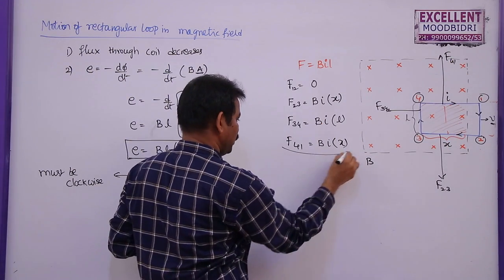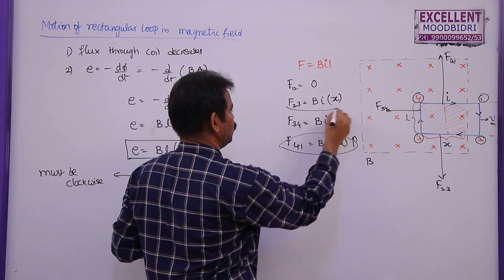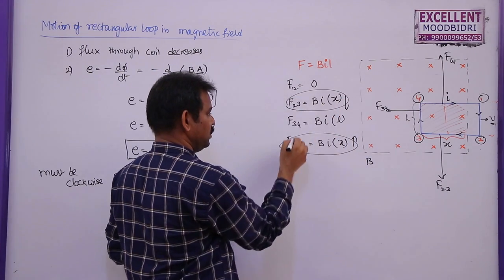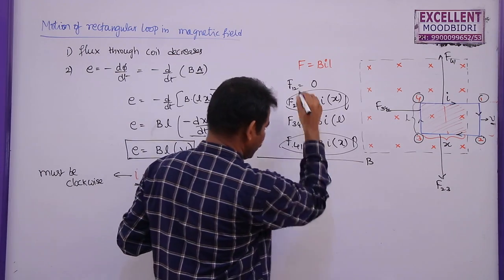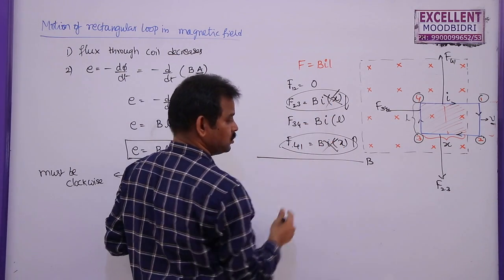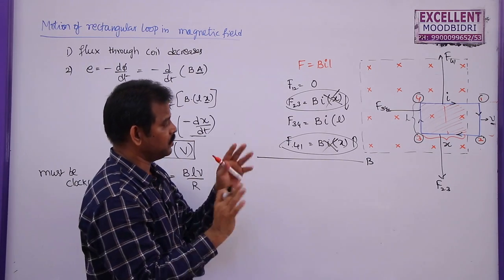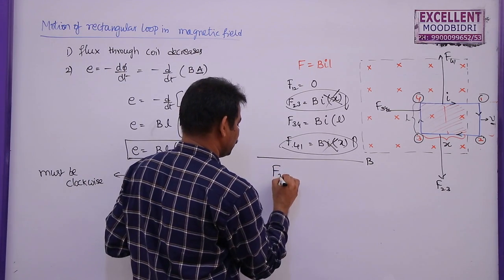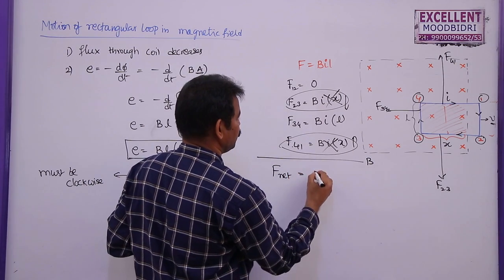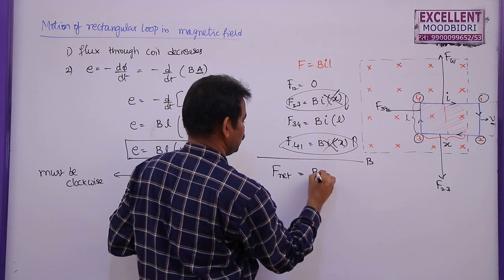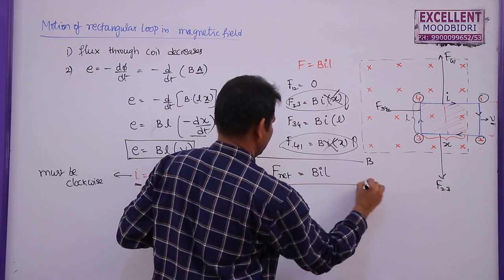Here F41 is acting upwards, F23 is acting downwards, both are equal and opposite. So what is the total force here? These two get cancelled because they are equal in magnitude but opposite in direction, acting along the same line, that's why they cancel with each other. So the net force experienced by this conductor is given by 0 plus BIL, which is equal to BIL.